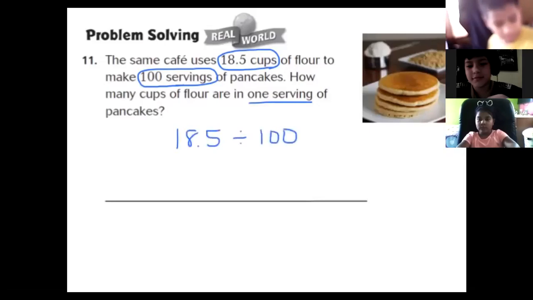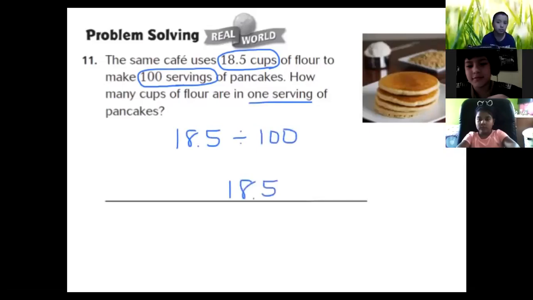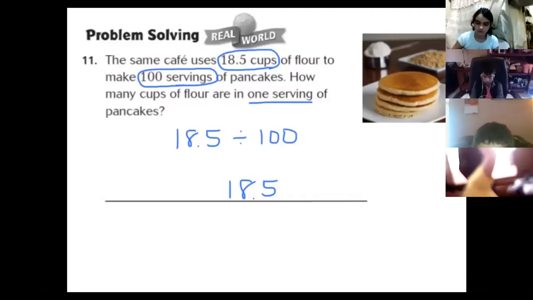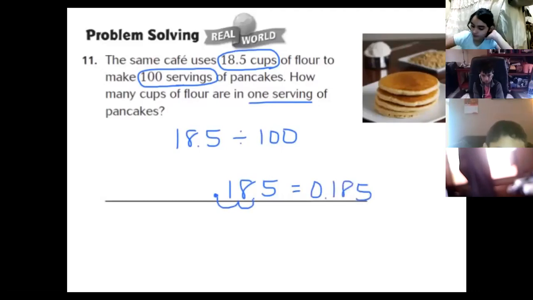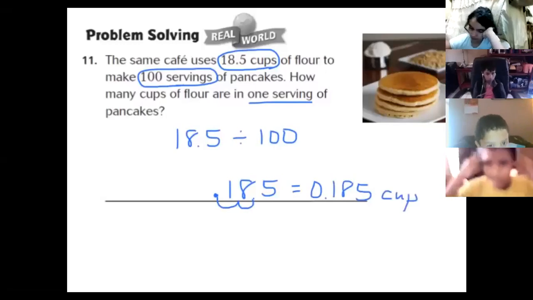So I'm going to write down my 18 5/10. Now, let's look back at our number 100. In the number 100, there are 1, 2 zeros. So what that means is I'm going to have to move my decimal point 2 places to the left. So I'm going to move it over once, twice, and the decimal now falls in front of the 1. So I end up with an answer of 185 thousandths cups of flour that are in 1 serving of pancakes. And that turns out to be our answer for this problem.